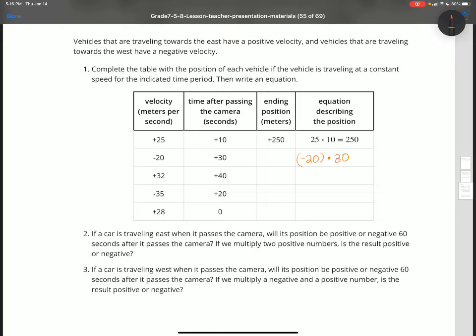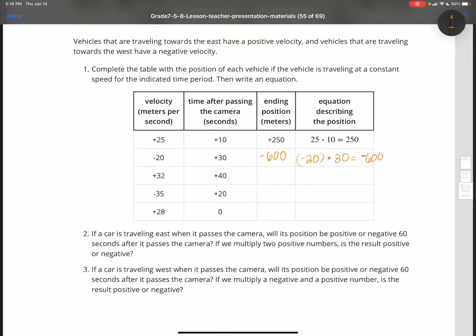So what I want to tell you guys is, for multiplication, you just multiply like regular whether the signs are different or the same, but if they're different, the answer is going to be negative. If they're the same, they're going to be positive, okay? So negative 20 times 30 is going to be negative 600 because the signs are different. So it's going to be negative 600, all right?